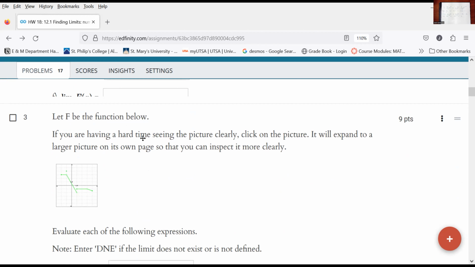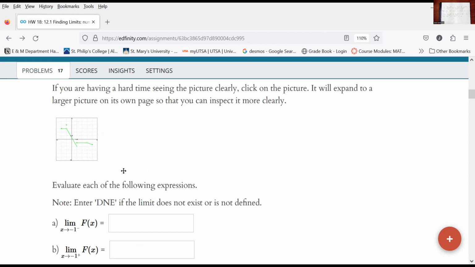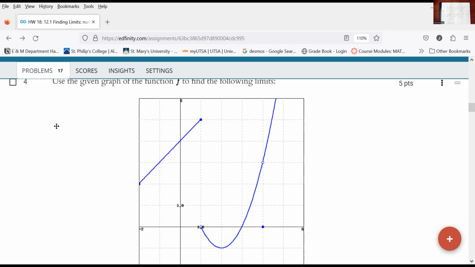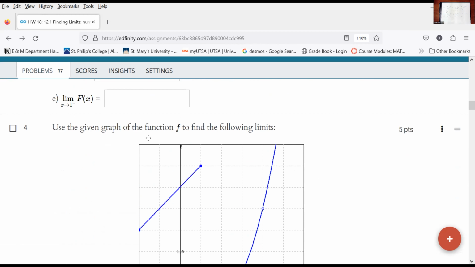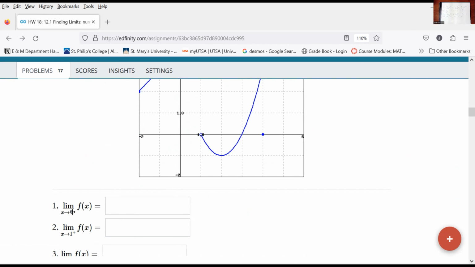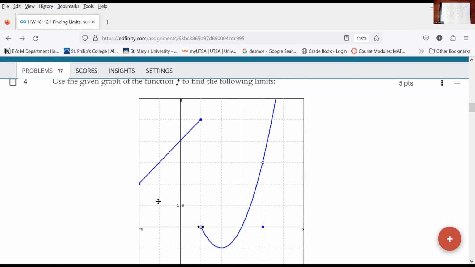Number 3. Let's see here. Same type of deal, but I can't see that thing. Let's look at this one. Given the graph, find the following limits. Okay. So this whole thing is f. As x approaches 1 from the negative side. So here's 1. As I approach from the negative side, I'm going to what value? Yeah, it looks like 5.